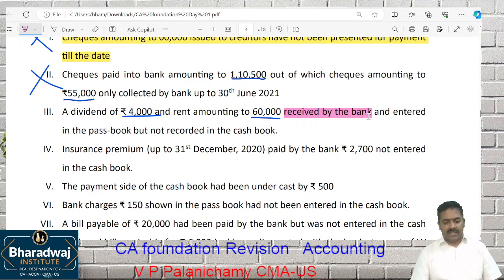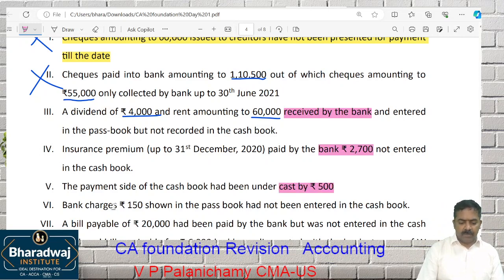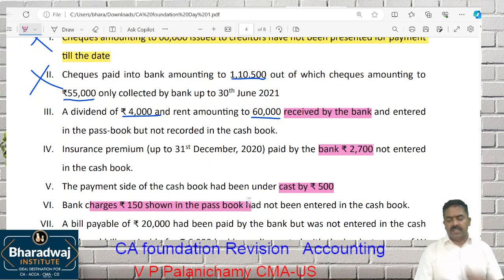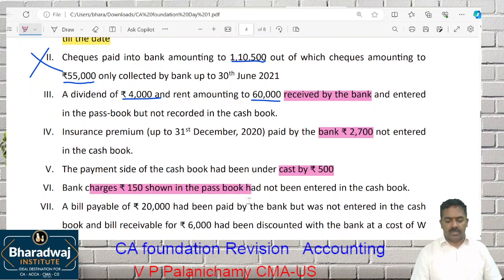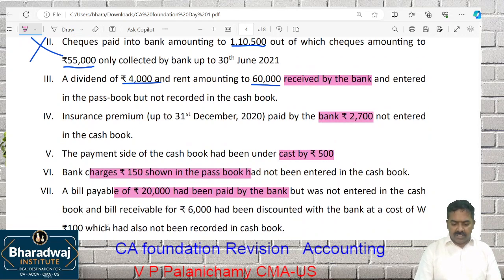Yes. Then insurance premium paid by the bank, not entered into the cash book. Whether the banker has paid the money, actual inflow or outflow happened, then you should amend the cash book. Payment side of the cash book error, yes, we have to rectify. Bank charges 150. Shown in the passbook means this has already been recorded. We should also record it in the cash book. Bills payable paid by the bank, we should record it. Bills receivable discounted 6,000 minus 100, not recorded in the cash book.